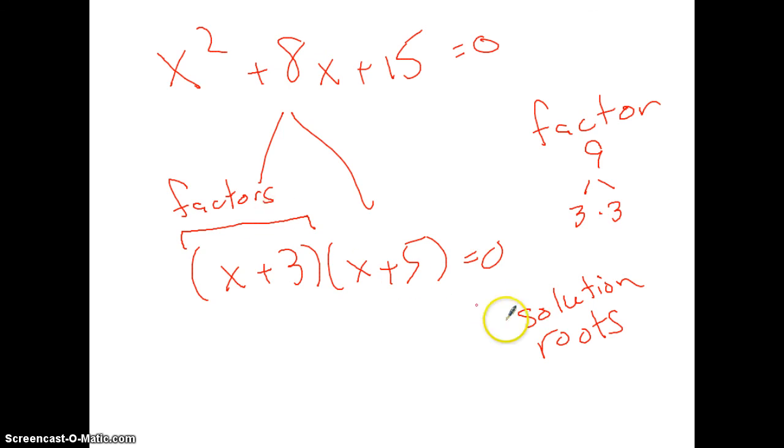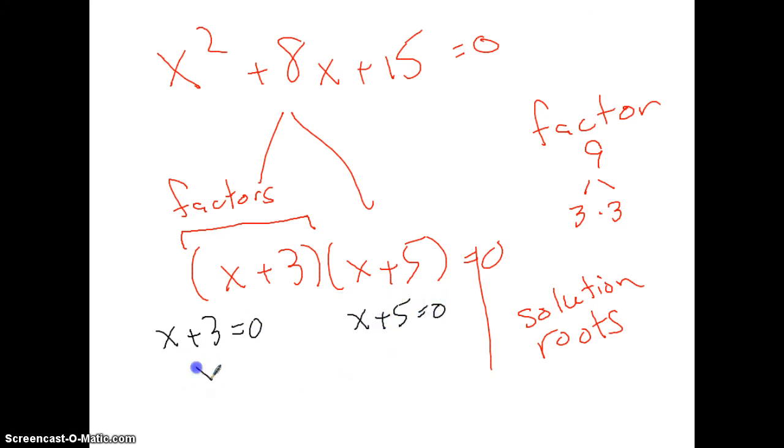To find the solution, you have to go one more step. I haven't used algebra yet. I haven't solved this for 0. So I can set either one of these two factors equal to 0. x plus 3 could be 0, or x plus 5 could be 0.